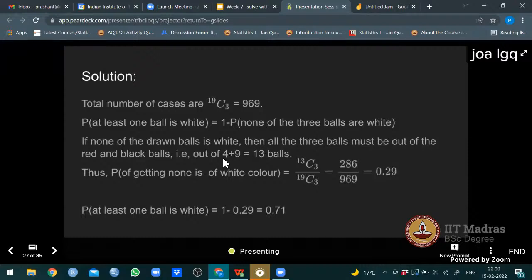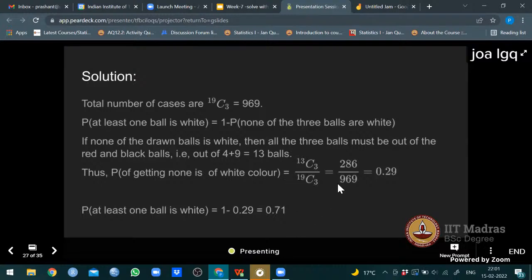I got 0.7. Is that right or wrong? No, that is correct. 0.71 is the correct answer. You have to calculate 1 minus the probability that none of the three balls are white. None of the three balls white means all three balls have to be chosen from the red and black, that means 13. So the probability of getting none white is 13C3 divided by 19C3.